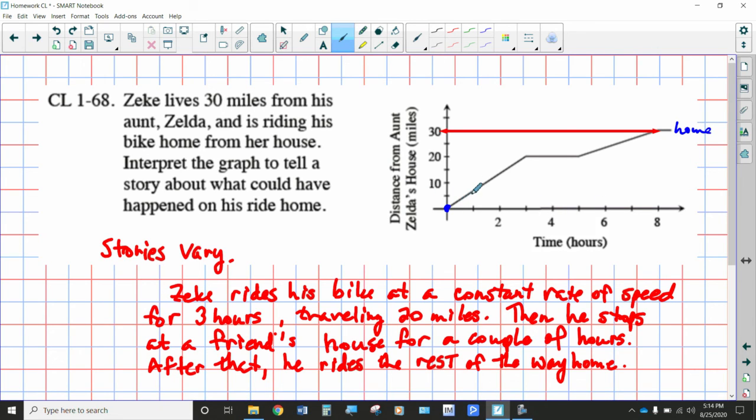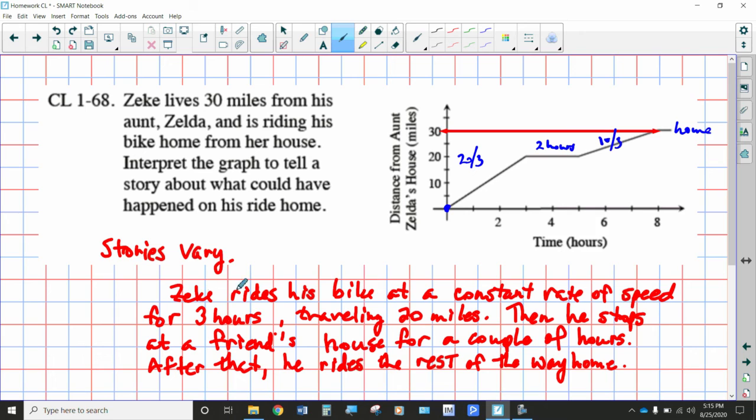So he's traveling at a constant rate of speed for 1, 2, 3 hours, and something happens. He is here for 2 hours. And then he goes on his way again and travels the remaining distance over the next 3 hours. So here he travels a total of 20 miles in 3 hours. And here he travels a total of 10 miles in 3 hours. So he's traveling faster here than he did there. You could incorporate that into your story if you wanted to.